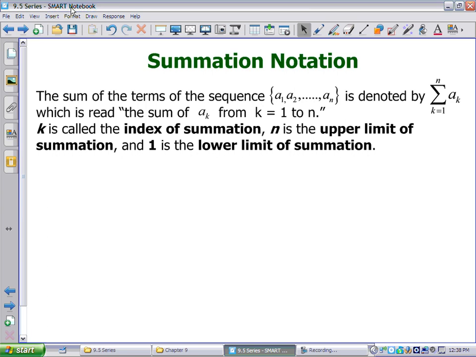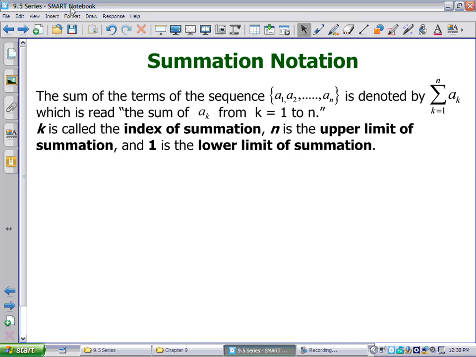and it's denoted by the sigma notation. It looks like a Greek letter E, and underneath it says k equals 1, meaning that's your starting number. They call k the index of the summation. And the n that's up on top, they call that the upper limit of the summation. That's where it wants you to stop. And then the 1 where k is equal to 1, that's the lower limit of the summation. It's read as the sum of a sub k from k equals 1 to n.